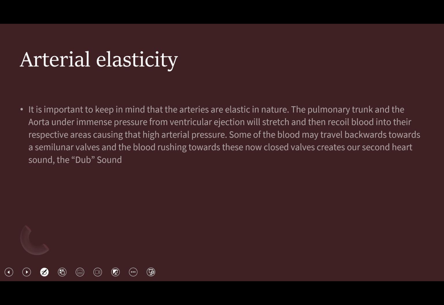Let's talk about it. Before we go there, we're talking about arterial elasticity. It is important to keep in mind that arteries are elastic in nature, so they can overcome the high pressure at which the ventricles push the blood. So the aorta, under immense pressure from ventricular ejection, will stretch and then recoil. So let's call this the aorta, right? Blood is coming up. What it will do is stretch, right? When blood is being pushed against it, and then recoil the blood down. But blood can also recoil this way, can't it? If it's going to be recoiling, it can recoil in both ways, right?